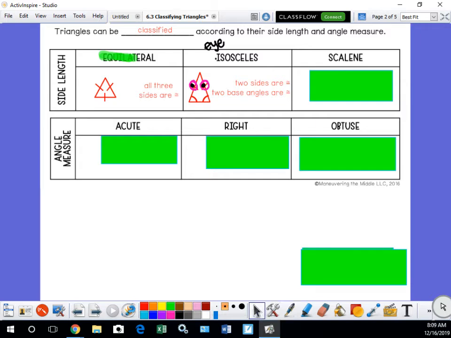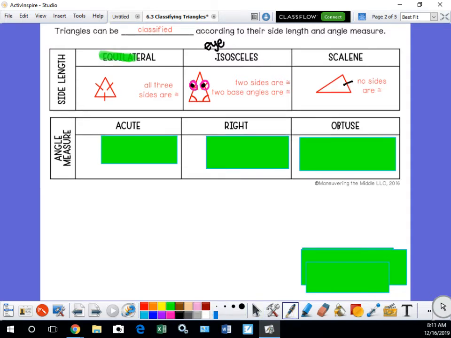And then a scalene triangle, none of the side lengths are the same. They are all different lengths. One is going to be your shortest, and then this one is going to be your second longest, and then this is your very longest. So they all are different lengths. So remember your three ones. Equilateral, they are all equal.